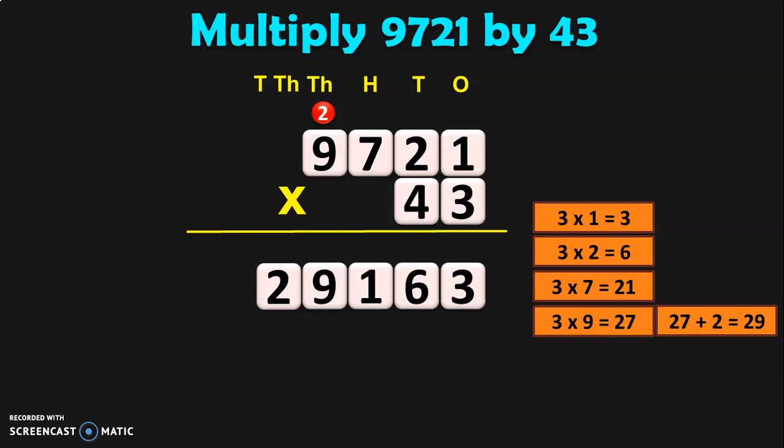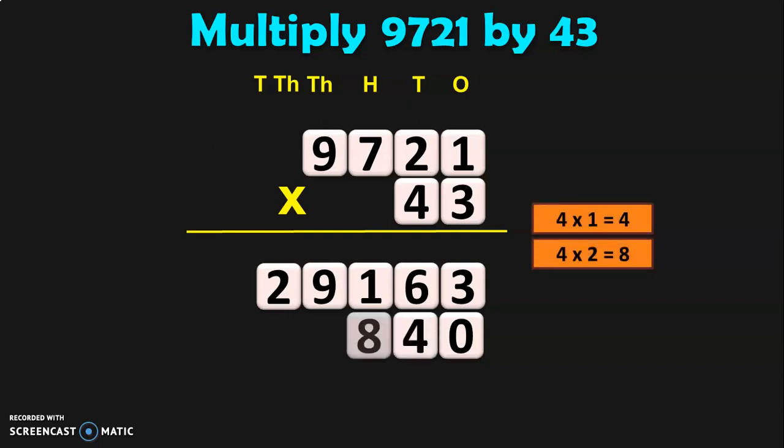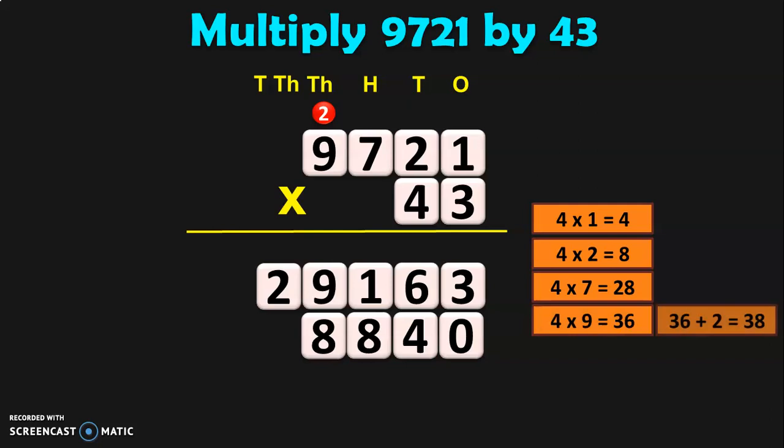So the next step is to multiply 9,721 into 40. So first put a 0 in the ones place and begin the multiplication of 4 into 1, which is 4. 4 into 2 is 8. 4 into 7 is 28. 8 carry over 2. 4 into 9 is 36. 36 plus 2 is 38. So 8 in the 10,000s place and 3 will be moving to the next place value, lakhs place.